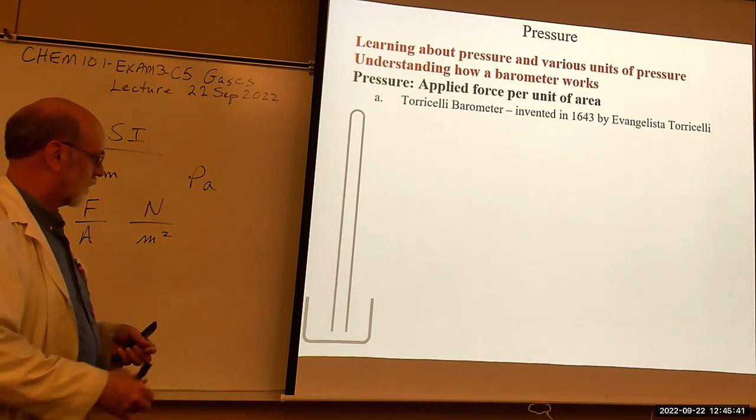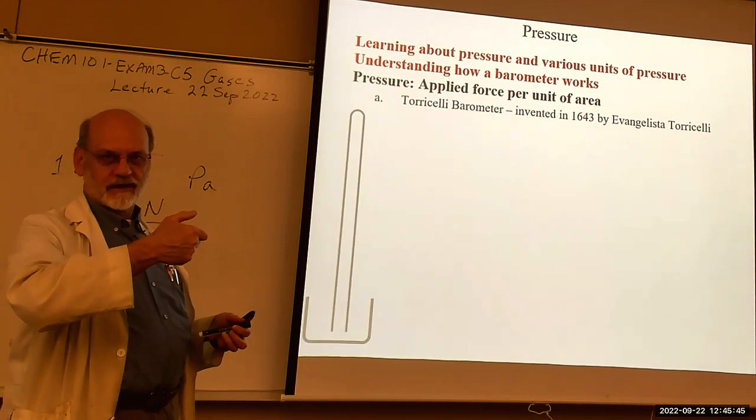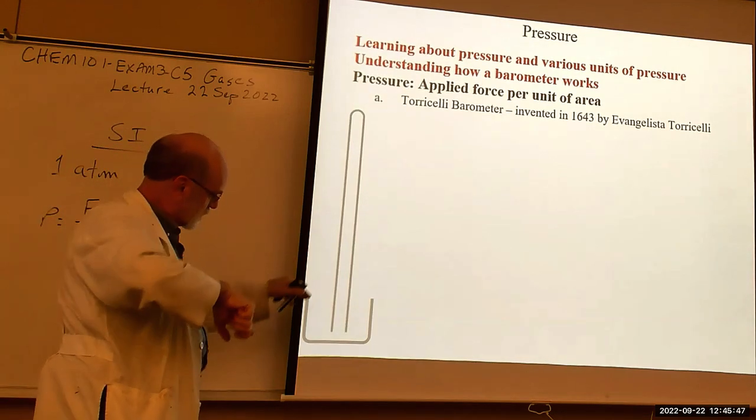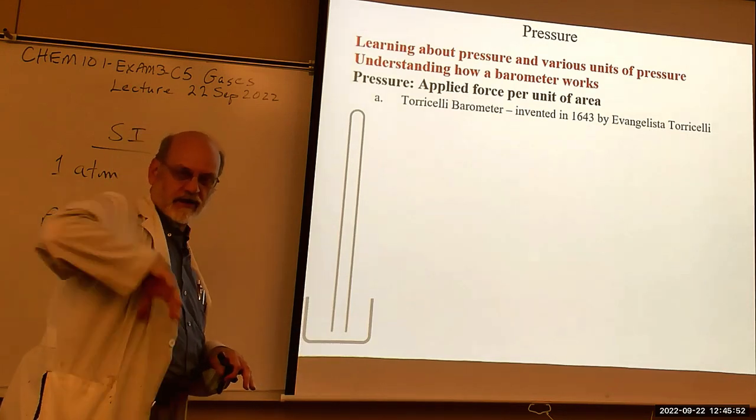So what did he do? He had to turn the open end up first and fill it with mercury, and then put his thumb over it. And then he inverted it and submerged it in a bowl of mercury and then turned it loose.